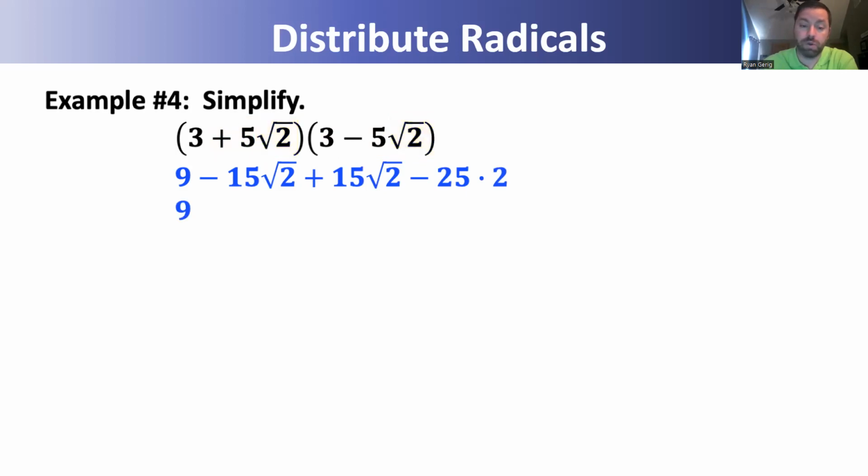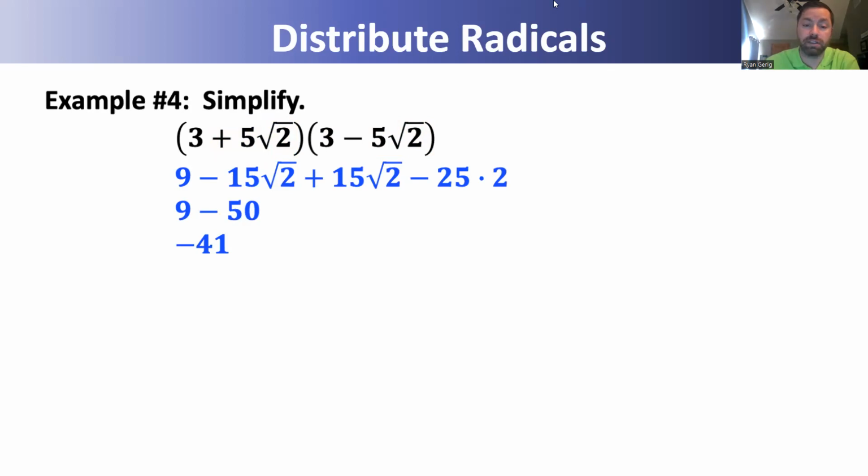Now, the 9, nothing happens. What happens with negative 15 radical 2 and positive 15 radical 2? They cancel. Negative 15 plus 15 is 0. 0 times anything is 0. So that goes away. And there's the 50. Where did the 50 come from? 25 times 2 is 50. So 9 minus 50 makes negative 41.